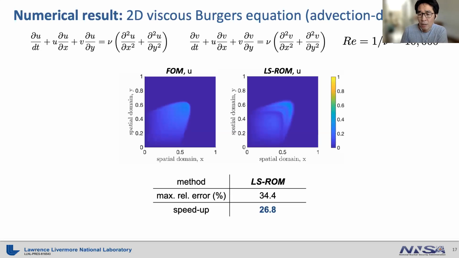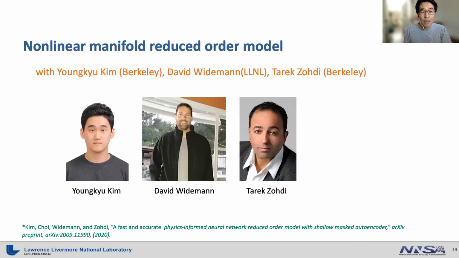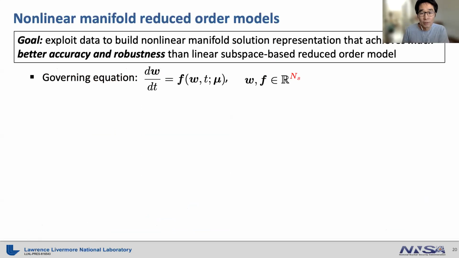So now, how can we improve this? If you think about it, it is the linear subspace that is unable to represent the advection-dominated solution with a compact basis. So it is natural that we transition from linear subspace to nonlinear manifold when we represent the solution. But how would you build a nonlinear manifold solution representation? Here comes our friend machine learning, more specifically neural networks. That is how we came up with this nonlinear manifold reduced order model. Let's go into the content directly.